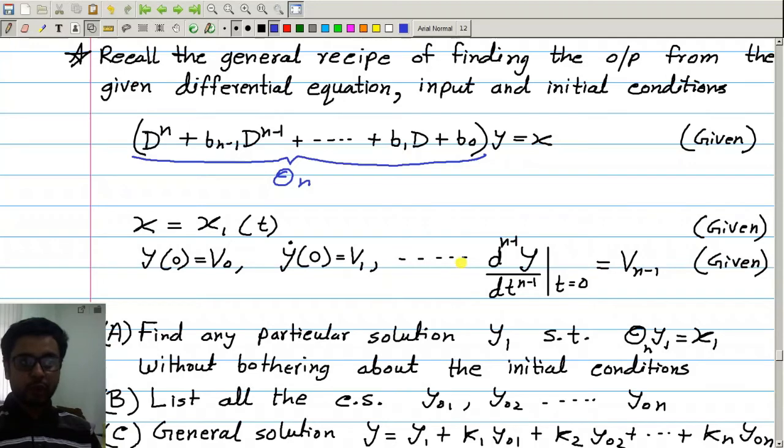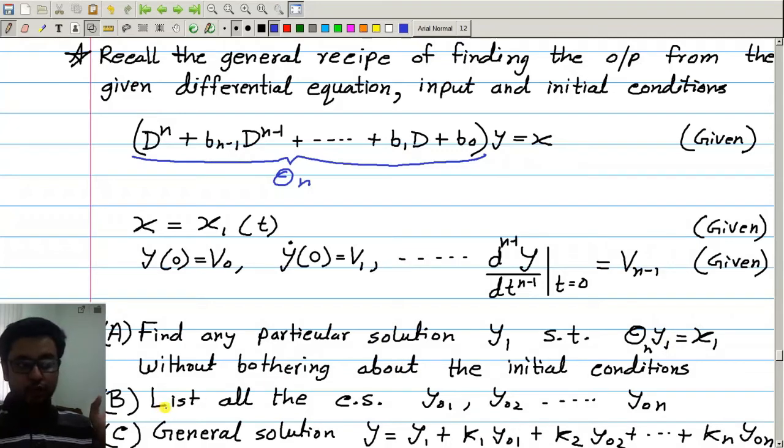So if this is the problem that we have to solve, then first we will find any one solution y1 which will satisfy this equation, the operator on y1 equal to x. That means if I put y1 here and x here, they should satisfy this differential equation together, but without bothering about the initial conditions. The initial conditions may or may not be satisfied by y1, no worry about that.